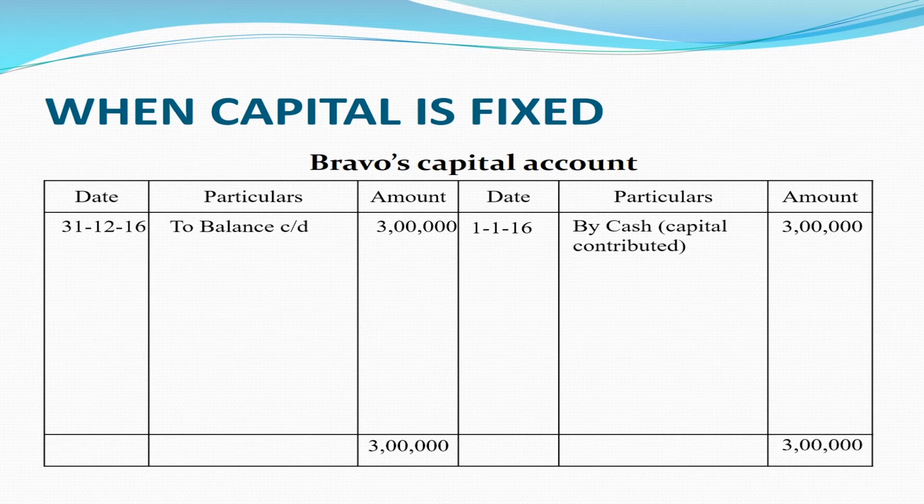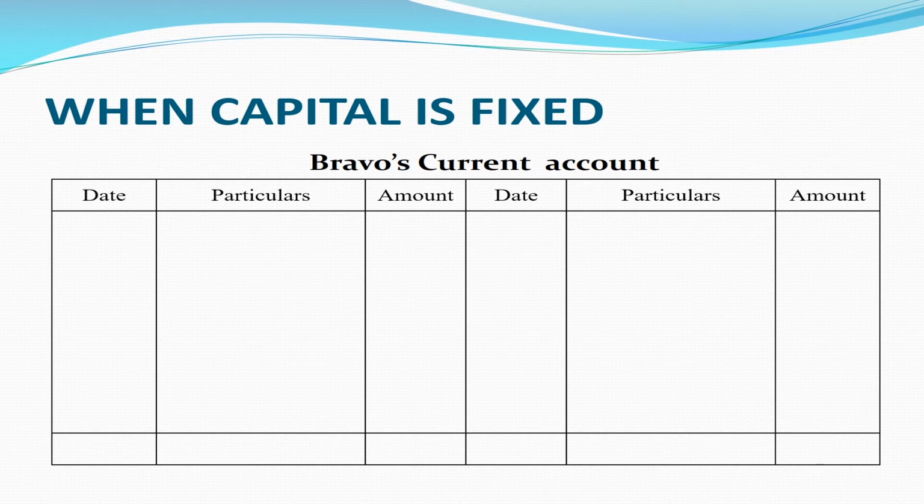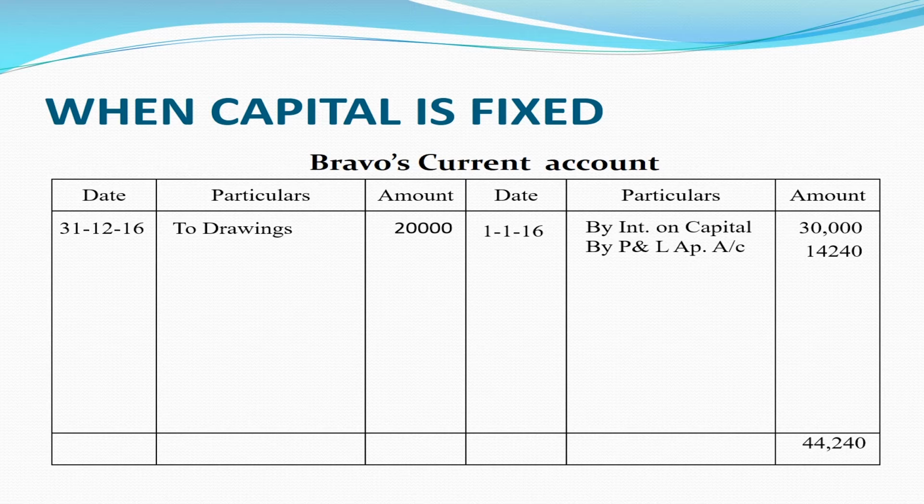Now moving on to his current account, we will write on the by side interest on capital 30,000, that is 3 lakh multiplied by 10% multiplied by 12 divided by 12, and P&L appropriation account, that is his share of profit, $14,240. Moving to the to side, that is to drawings, $20,000 as given in the question, and to interest on drawings, again given in the question, that is $400. So the balance will be to balance carried down, $23,840.